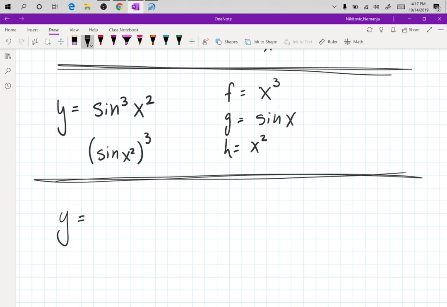Y equals square root of e to the x minus 3. How many functions? 3 functions. Perfect. All right, try to decompose this one on your own. We are taking the derivative of this function. We'll take the derivative of all of these examples, and if you are able to decompose them, we're not going to have any issues. So get your f, g, h.